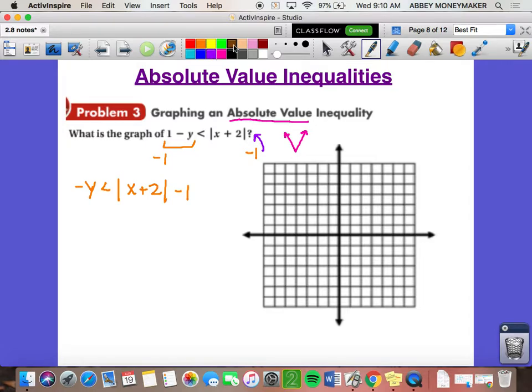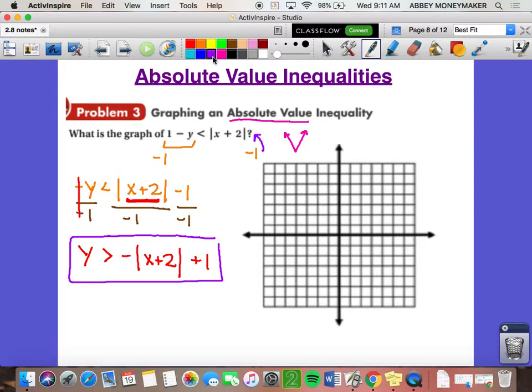Now from here, your y value is still not by itself, so we're going to divide everything by negative 1. And when we do that, we have now y, because those cancel. Now this inequality sign is going to flip to greater than. You should have learned back in your previous math courses that when you divide an inequality statement by a negative, it flips the sign. And it sure does. Now from here, we're going to have a negative outside of our absolute value statement. Nothing changes inside here, guys, okay? Everything is done on the outside. And then negative 1 divided by negative 1 becomes positive 1. So now I have an equation that I can actually graph and work with.